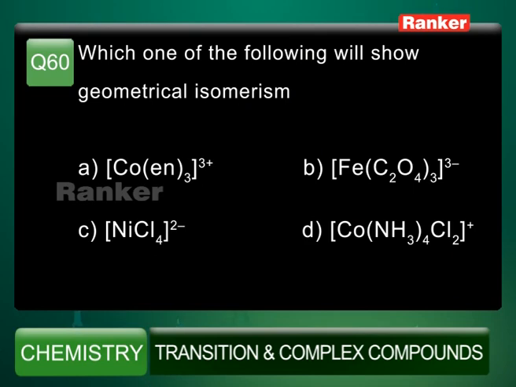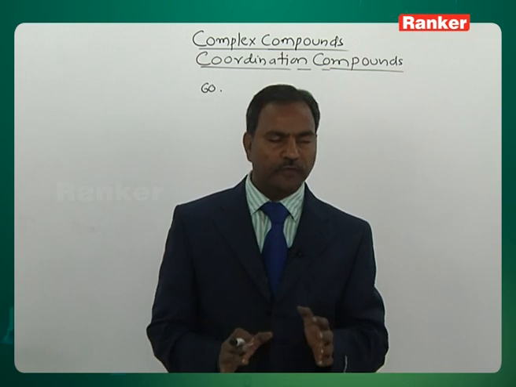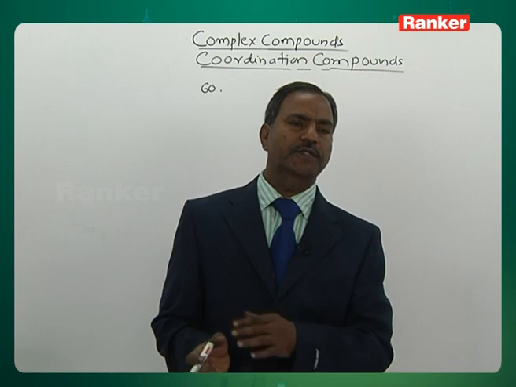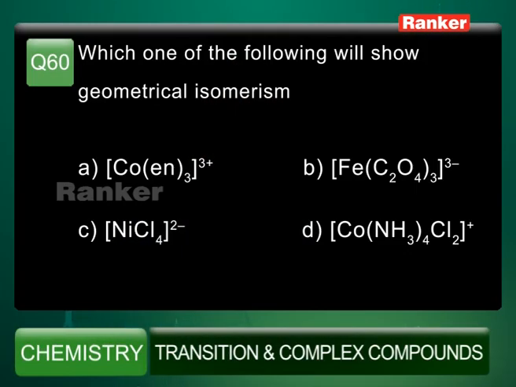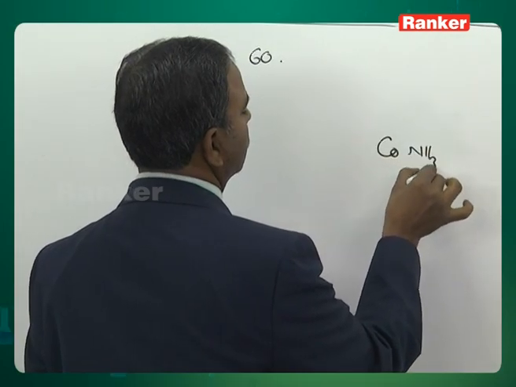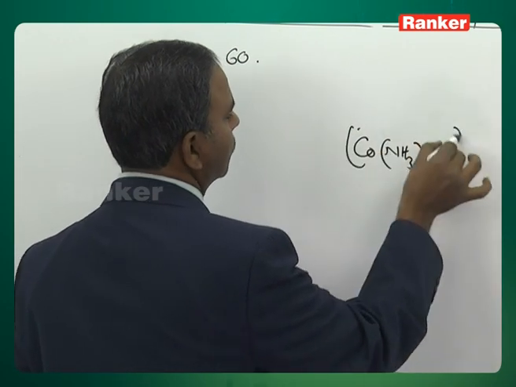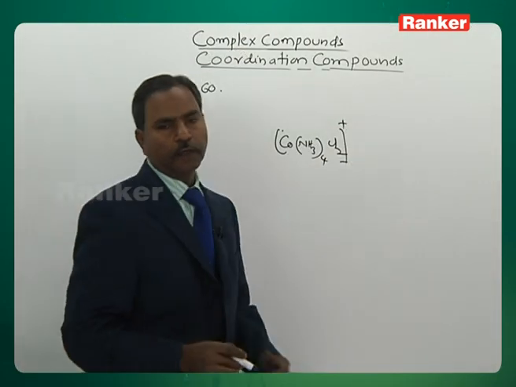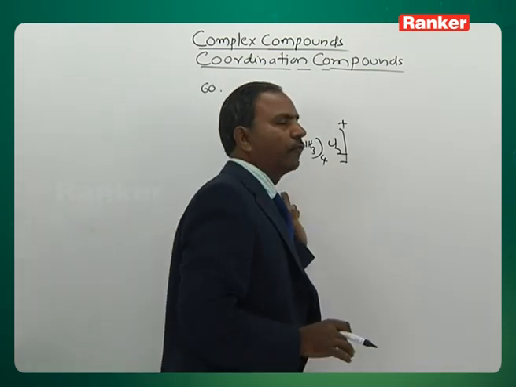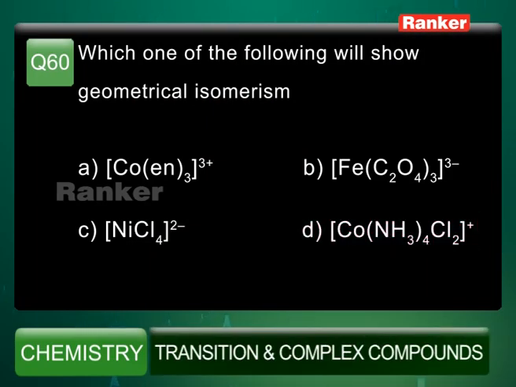Coming to C, nickel tetrachloride, it is actually sp3 and tetrahedral geometry. Yes, we know tetrahedral geometries never exhibit any geometrical isomerism. Moreover, all the ligands are the same here. Coming to option D, [Co(NH3)4Cl2]+. This can exhibit cis-trans isomerism by changing the position of the chloride ligands. A4B2 type can exhibit geometrical isomerism. Therefore, the answer is D.